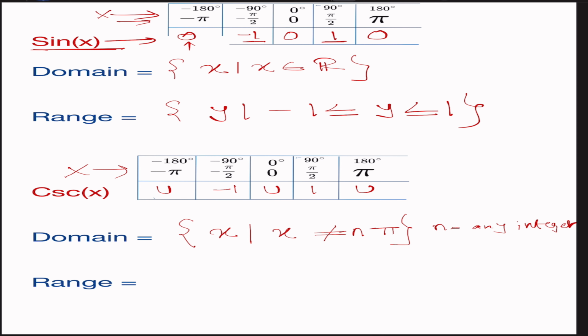And what will be the range? You see, the range cannot be between negative 1 and 1. It can be less than negative 1 or more than 1. So we can write it down: y is all the real numbers, where y is less than negative 1 or y is greater than positive 1. This is our range for cosecant.